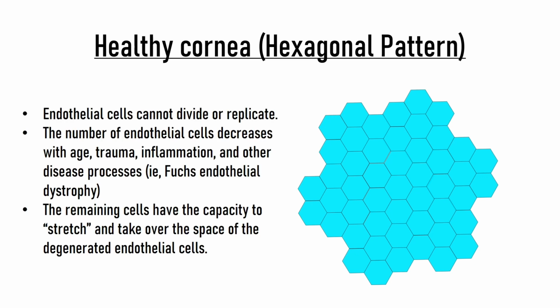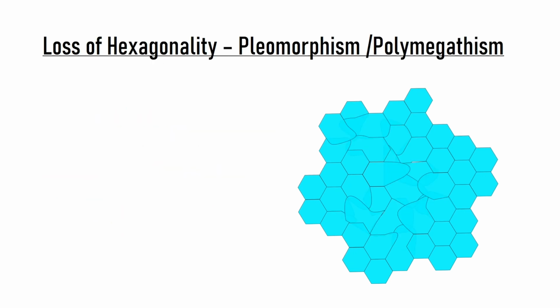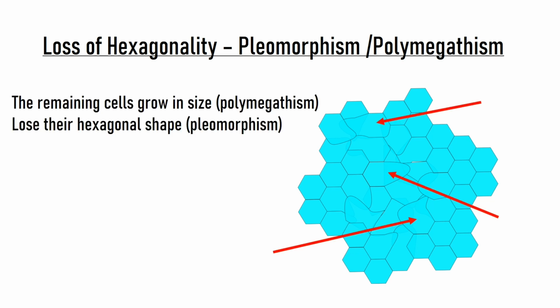In such scenarios, the remaining endothelial cells stretch in order to take over the space created by lost degenerated endothelial cells. So here this is a perfectly healthy corneal endothelium with uniformly sized hexagonal cells. When some of these cells are lost, other cells grow in size to fill in the space. This growth in size is known as polymegathism. They also lose their hexagonal shape. This change in shape is known as pleomorphism. So here you can see many pleomorphic cells and polymegathism as well.